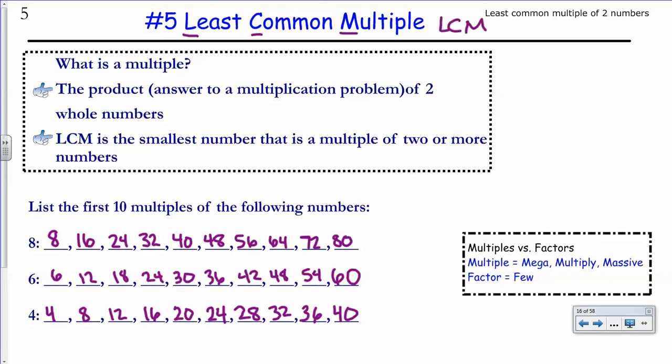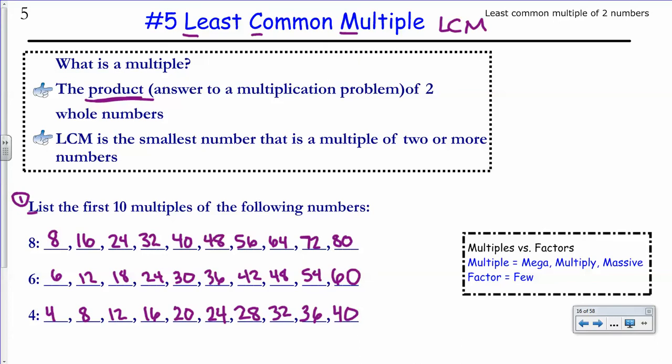So first we need to know, what does a multiple even mean? A multiple is basically the answer to a multiplication problem. It's your product. So we're trying to find the smallest number that is a multiple of two or more numbers. So just like yesterday, we have some different methods we can use to find it. The first thing we can do is make a list of our multiples.